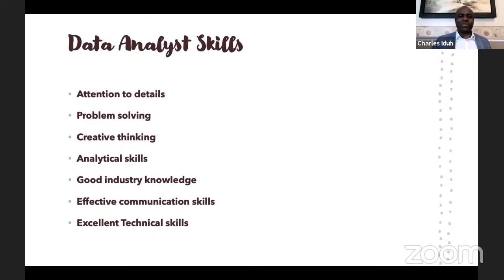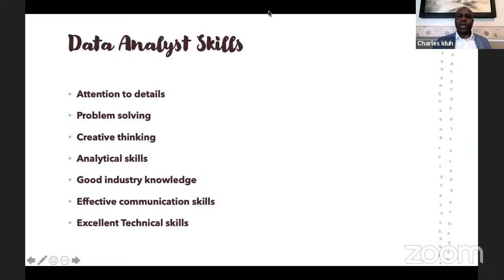Once you have attention to details, your technical skills will be on point. I will repeat that again. When you have attention to details, your technical skills will be on point. There is nothing you cannot learn. I mean it. There is nothing you can't learn in data analytics. It is not complicated, but you must give attention to details.